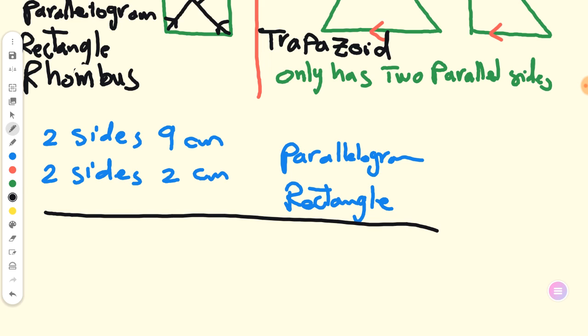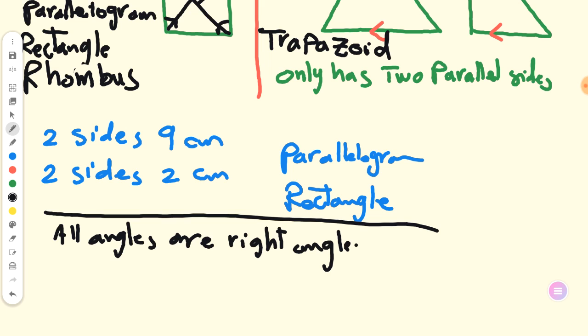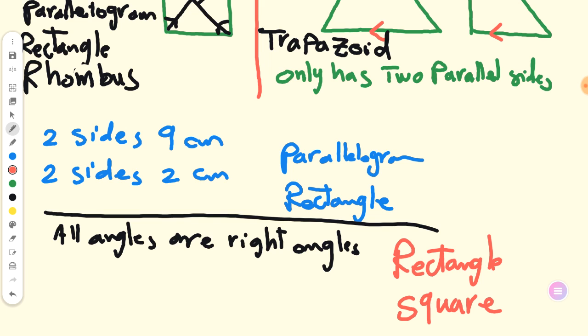Okay, a shape whose angles are all right angles. What is this shape? We can call it a rectangle. Yes. Also a square. Yes. So we'll find a question like this.